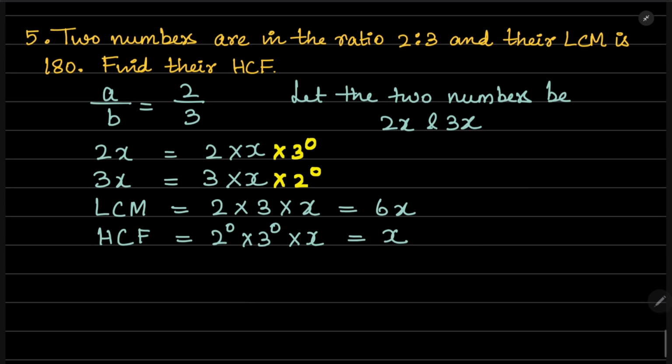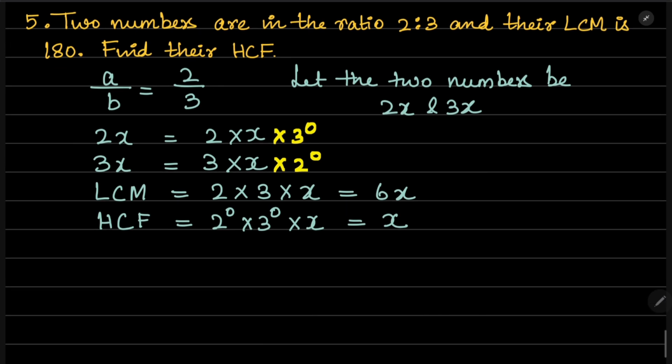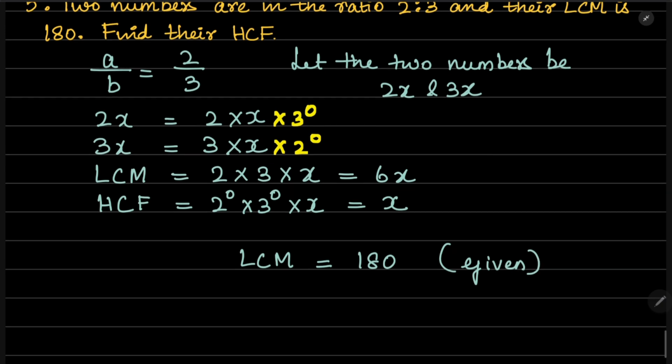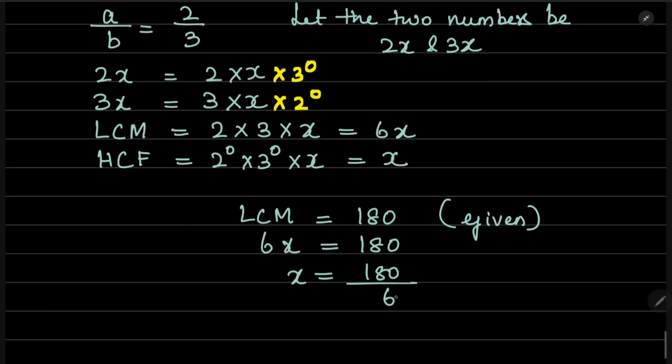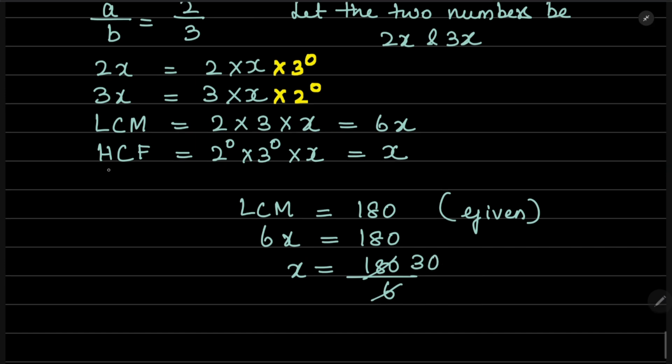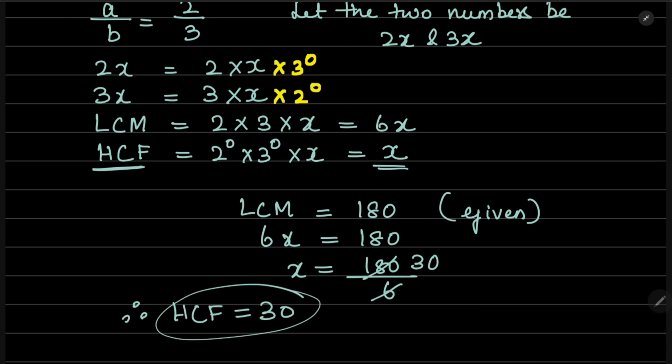Now what have they given? They have given that the LCM is 180. This is given in the question. So the LCM that you have got is 6x, and 6x equals 180. X is nothing but 180 divided by 6. 6 3s are 18, so x is nothing but 30. And x is your HCF. Therefore, the HCF of the two numbers is 30. That's your final answer.